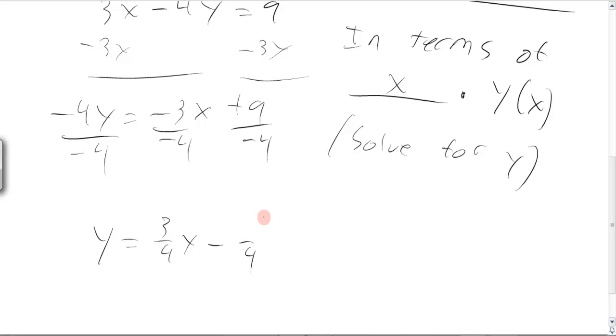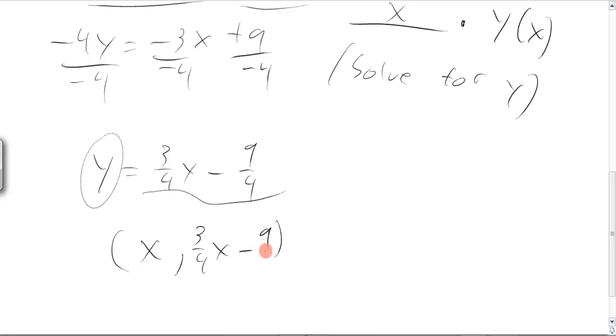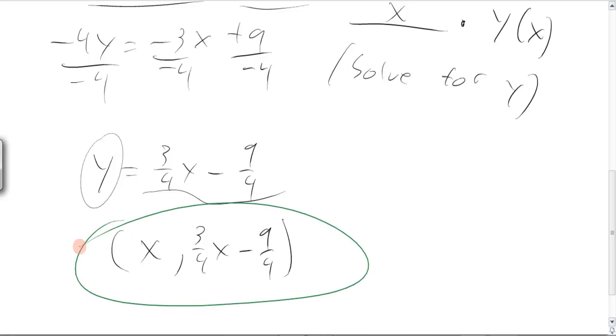So now I am ready to write my answer. The answer is still written as an ordered pair, just like it would be if this problem had a solution, okay? Except it's in terms of x. So x just gets to be x. In that spot in the ordered pair, we're just going to put an x. But over here in the y spot, we don't want to write y's, we want to write x's. So everywhere I have a y, I'm just going to replace it with what y is equal to, 3/4 x minus 9/4. So this right here is your answer in terms of x.